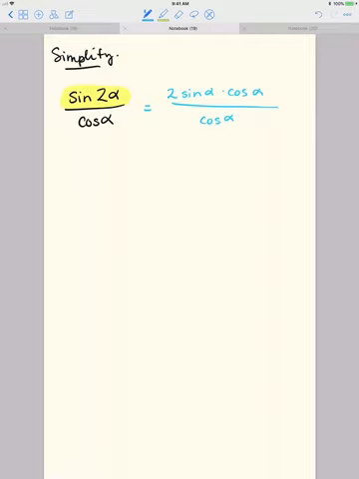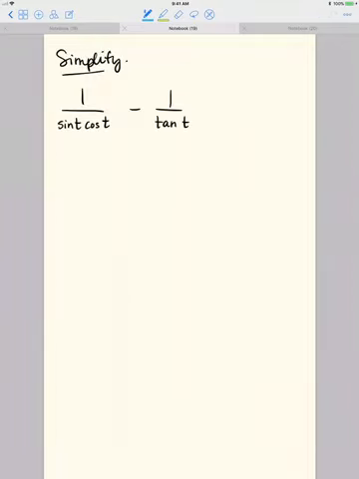And the numerator is a product of things, and the denominator is a single cosine. So we are allowed, because it's a product, there's no addition or subtraction in the numerator, to cancel out and divide away the cosines, and we are left with 2 sine of alpha for our final simplified answer. So that one's not too bad. All right, next question has us simplify 2 fractions with subtraction.